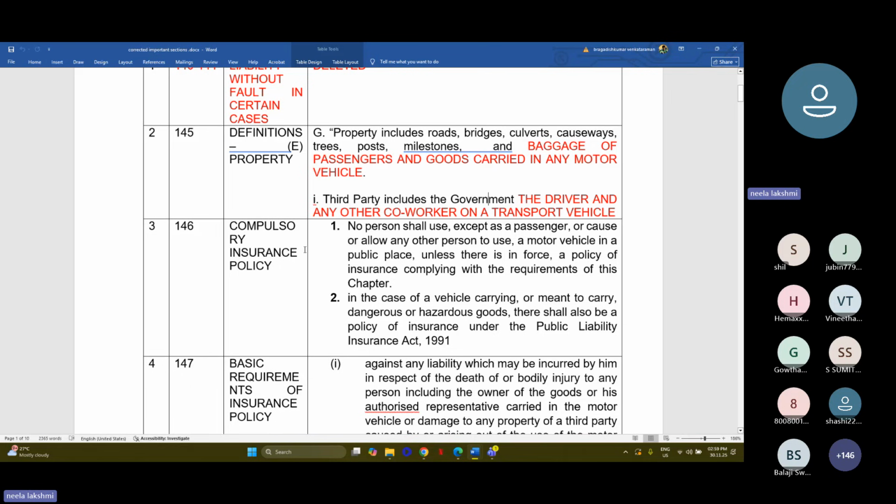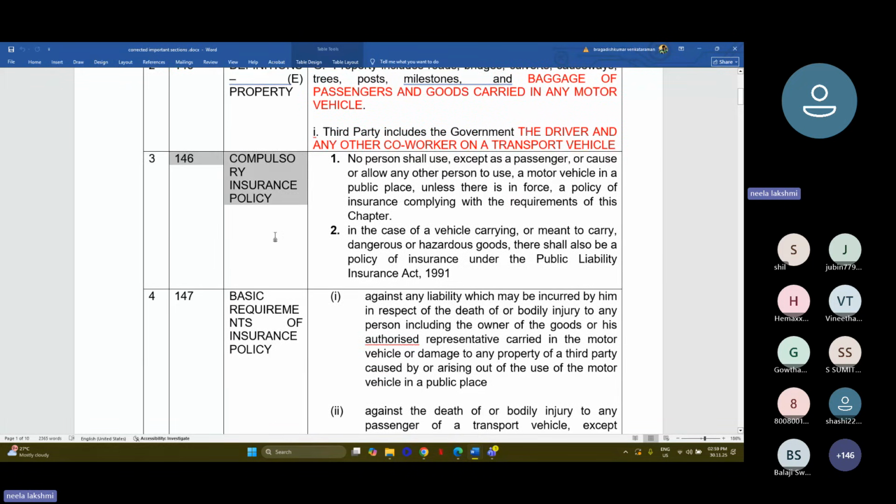Okay. This is a very important section, even though it is there from time to time, very, very important as far as insurance is concerned. No person shall use, except as a passenger, a motor vehicle in a public place unless there is in force a policy of insurance complying with the requirements of this chapter. That means a compulsory insurance policy. This is mandated by section 146 of the MV Act. The insurance is compulsory, section 146.